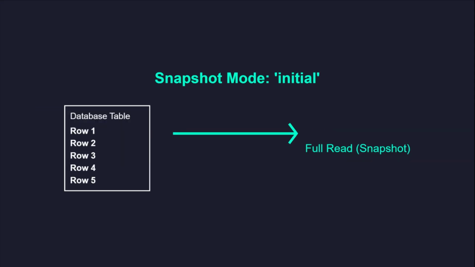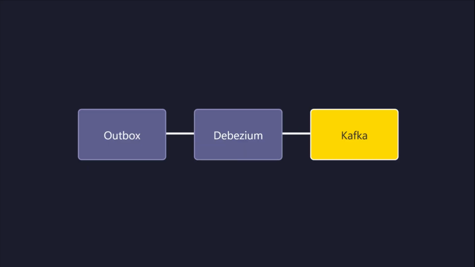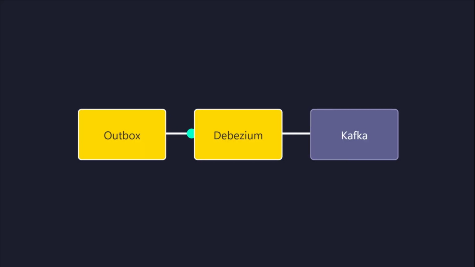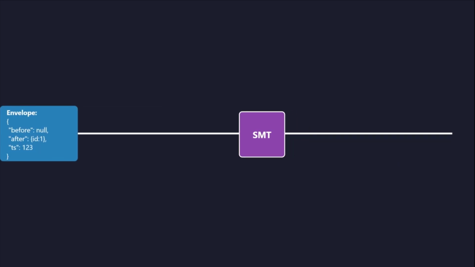The snapshot mode determines how Debezium handles existing data. Setting it to initial allows the connector to perform a full read of the outbox table before transitioning to streaming new changes from the write-ahead log in real time. Once the initial snapshot is complete, Debezium switches to continuous streaming mode. It monitors the outbox table for every new commit and immediately emits a corresponding event to Kafka, achieving low-latency integration between your services and data stores.